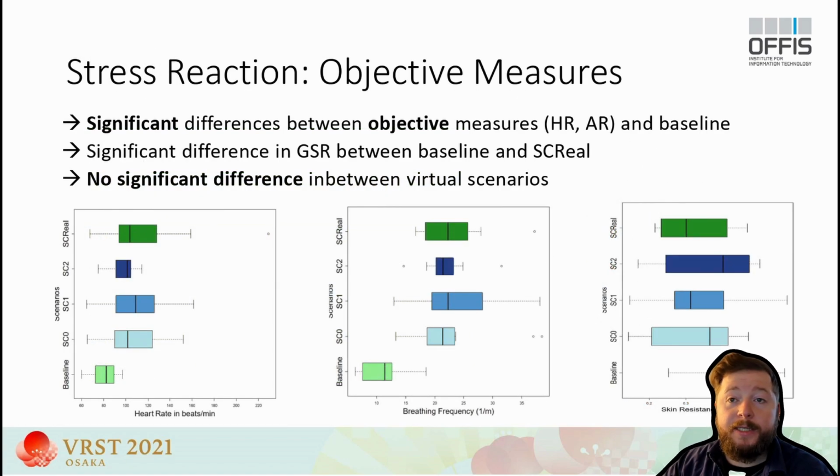We can see a high scatter throughout the objective data, which might be explained by different levels of experience not only in the profession, but also in the handling of VR. Between the scenarios, we have significant differences in the heart rate and breathing rate from each scenario to the baseline, but not within the scenarios. The GSR measures show a significant difference between the baseline and the real scenario.